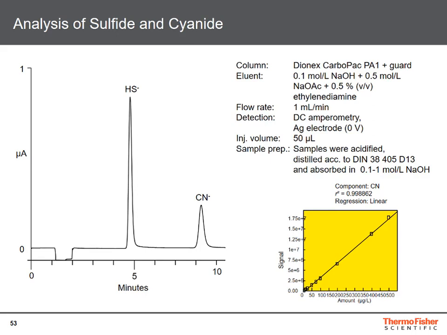The big advantage of electrochemical detection of sulfide and cyanide is a very high sensitivity. We can analyze these two ions down to single-digit part per billion levels with this methodology.